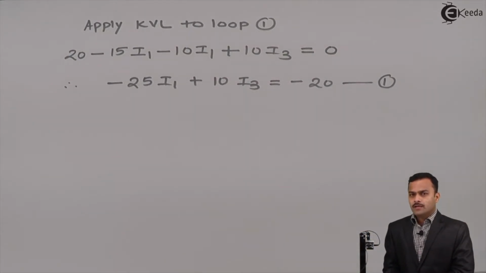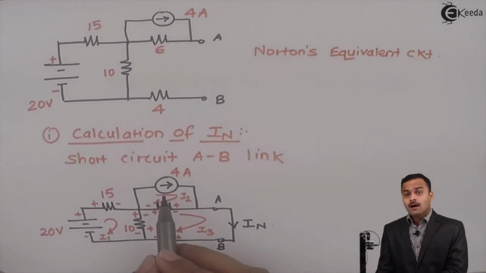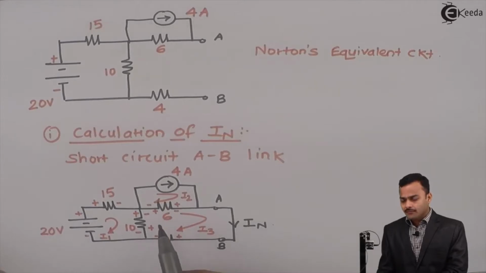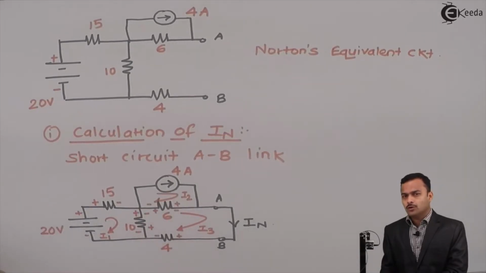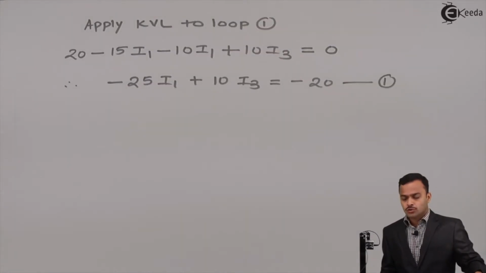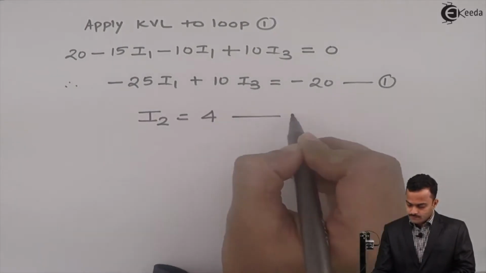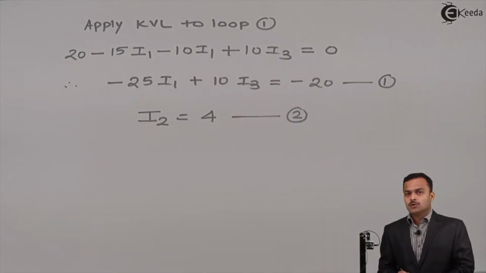Let's apply KVL to loop number 2. But hold on, let's see what loop 2 is. Loop 2 has a current source. We have discussed that whenever I have a current source as part of a loop, I can get the loop current directly, which is the same as the current source value. So I can directly say I2 equal to 4, and I will consider this as equation number 2. Once I know the loop current value, there is no need to apply KVL to that loop. Hence, I am not going to apply KVL to loop number 2.